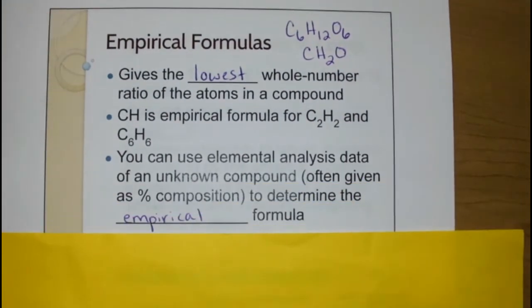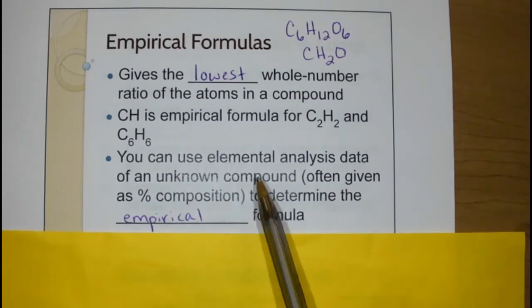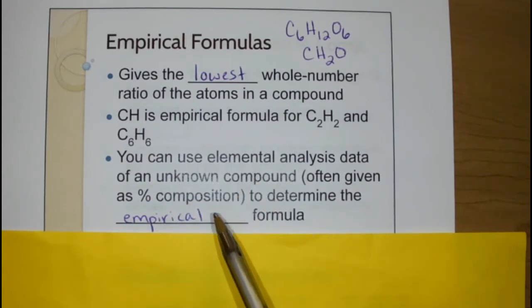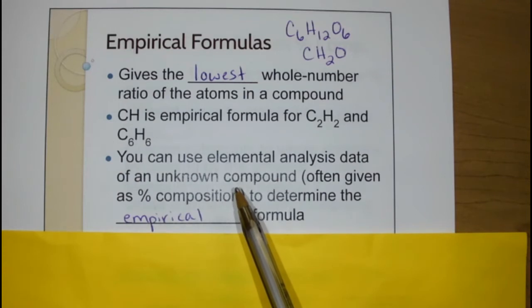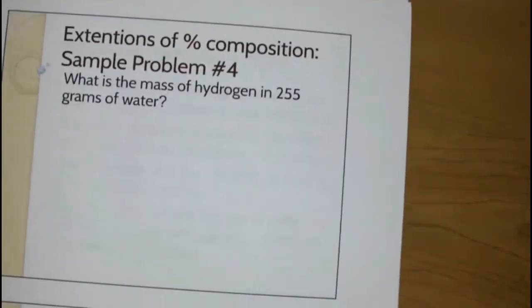Okay, so why do we care? Well, you can use elemental analysis data of an unknown compound. Sometimes that's given to you as percent composition. Sometimes it's given to you as actual masses. And you can determine the empirical formula of a compound to help identify what the unknown compound is. So that's what we're going to practice.